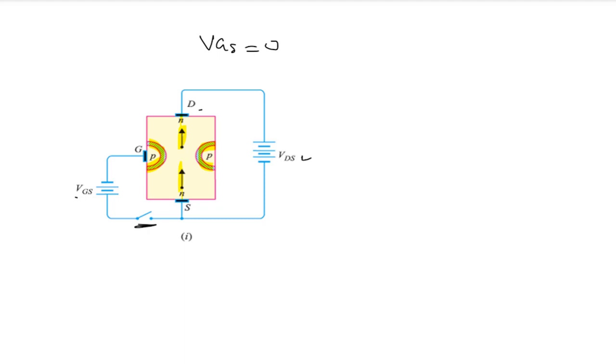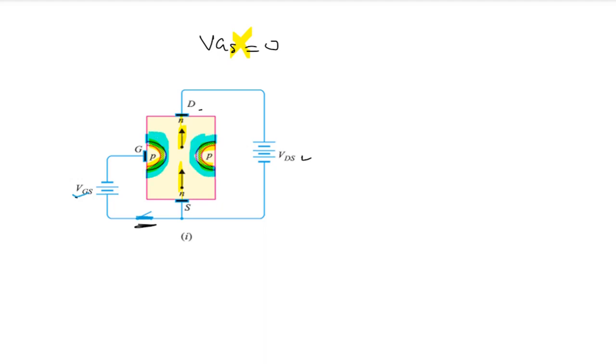Now suppose we are applying a VGS. So I have applied VGS. That means I have to close this key. Now it is not open, but I have applied VGS. Now as VGS is applied, since this is a reverse bias, the depletion region width will increase. So there will be more width to the depletion region. So the depletion region width is increasing.